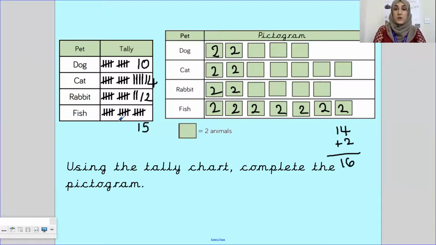Well done. What we can do is we need to split this pictogram in half. So instead of a full square, we're going to draw half a square. And what is half of 1? What is half of 1? Now, I'm going to show you. One minute. Let me show you.